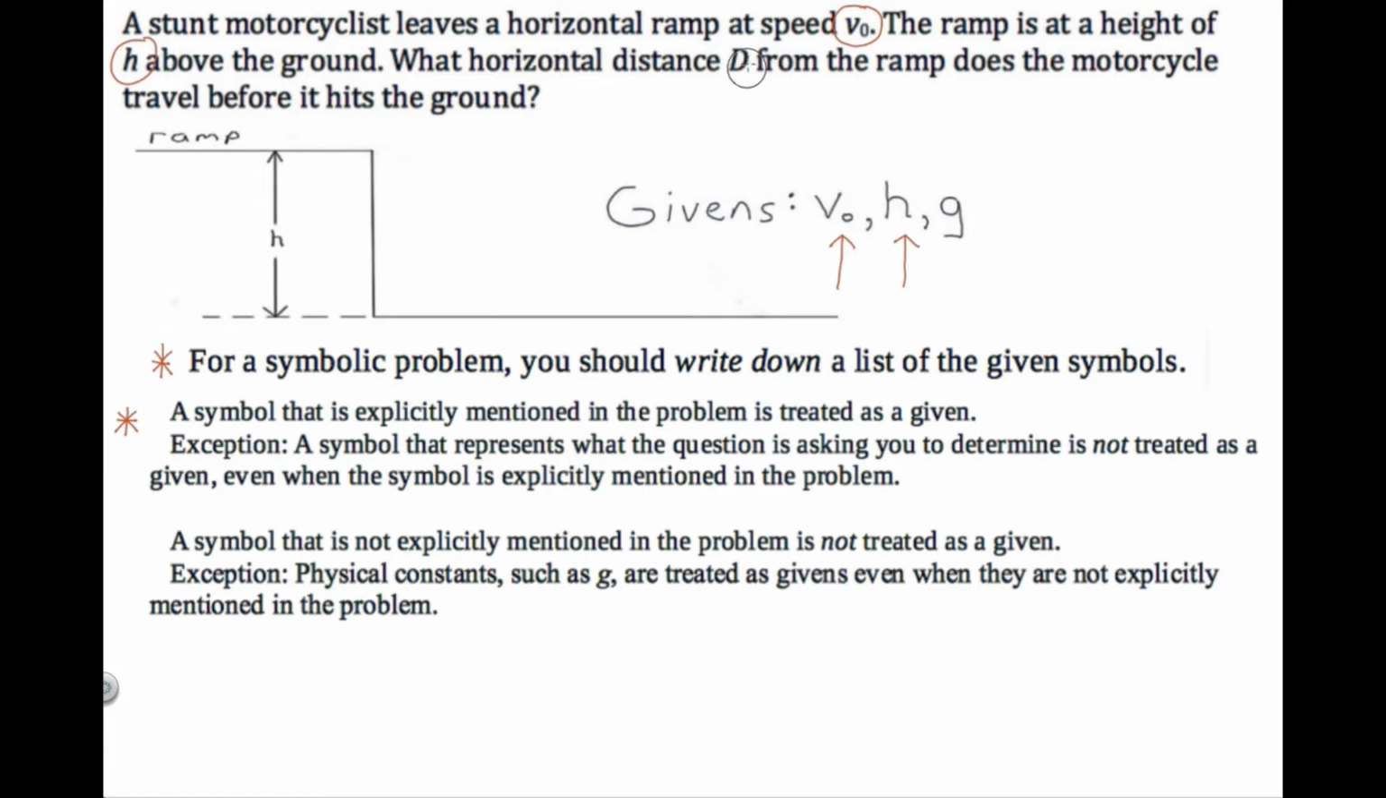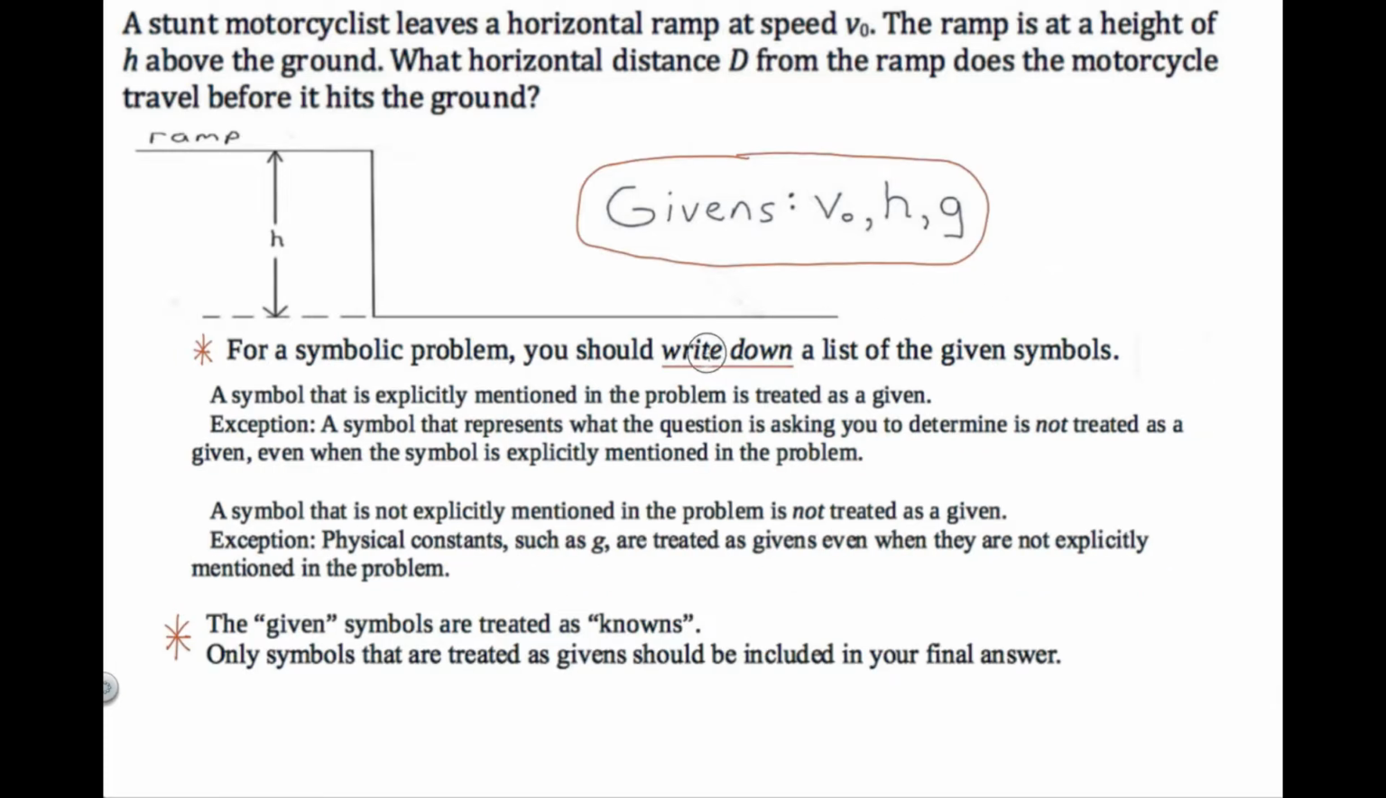Now, the symbol capital D is also mentioned in the problem, but obviously the symbol capital D should not be treated as a given, because capital D represents what the question is asking us to determine. A symbol that is not explicitly mentioned in the problem is not treated as a given. But here's an exception. The symbol little g is treated as a given, even though little g was not mentioned in the problem, because little g represents a known physical constant, 9.8 meters per second squared.